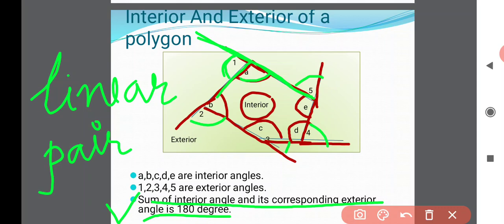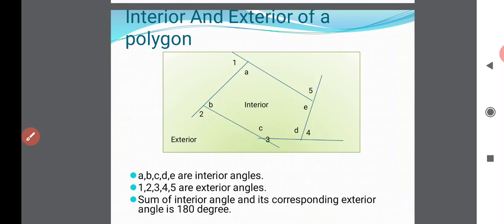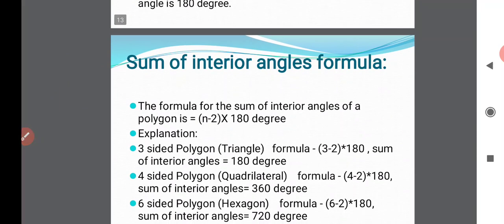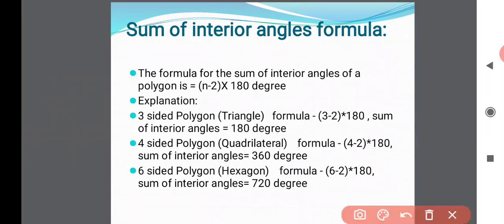Okay, after understanding the interior and exterior, now let's see a few more properties of the interior and exterior angles. First of all, we'll see the sum of interior angles. Actually we have a formula. The sum of all the interior angles of a polygon is (n minus 2) into 180 degrees. Let's see how it works.